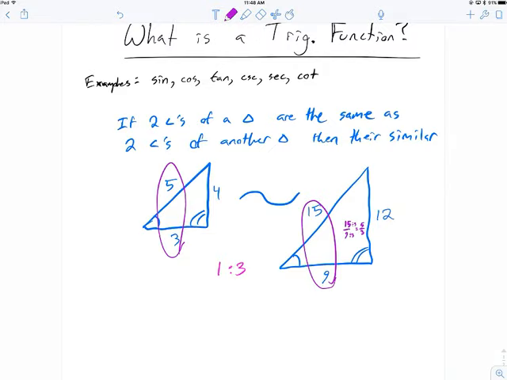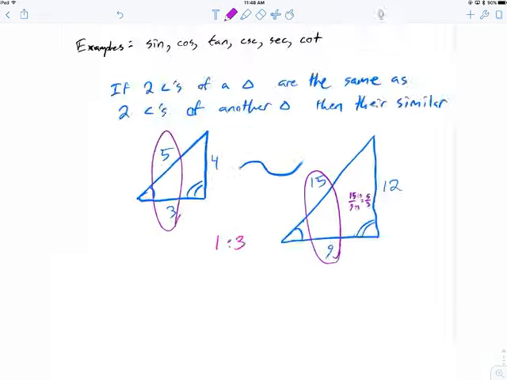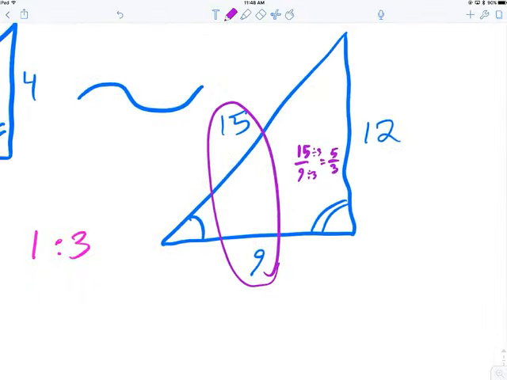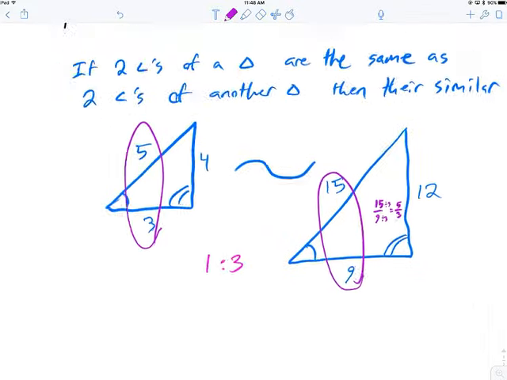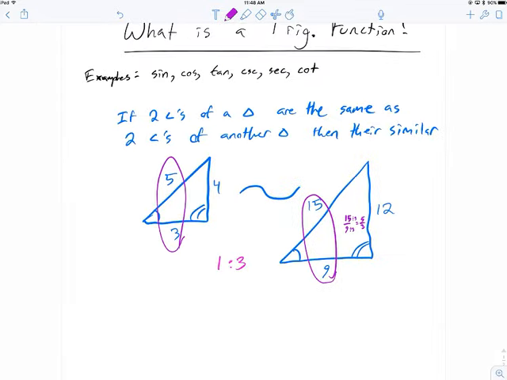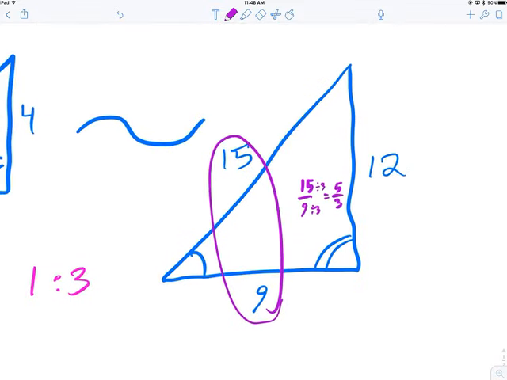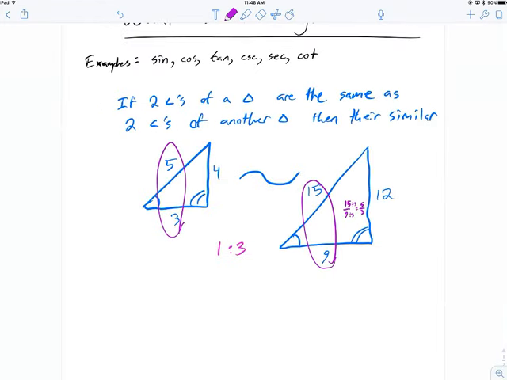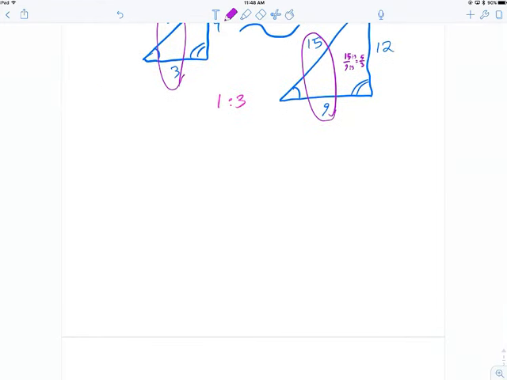It's just like taking an image of a person and zooming in or zooming out. It's still the same person. The picture is just bigger or smaller. Their nose didn't get larger. Their ear didn't get stretched. It still looks like them. It's just either a big picture of them or a small picture of them. So let's expand that now to right triangles, okay?